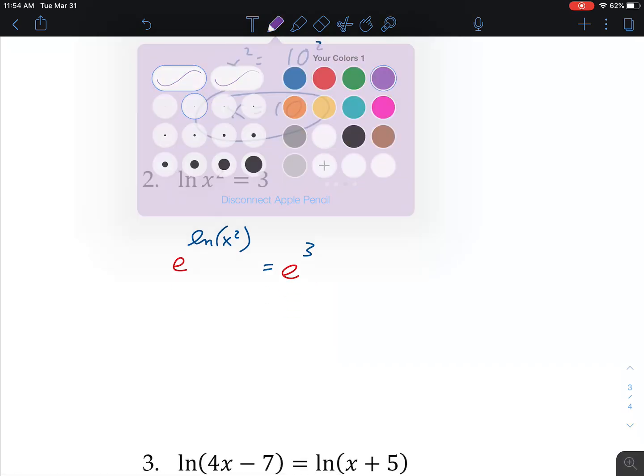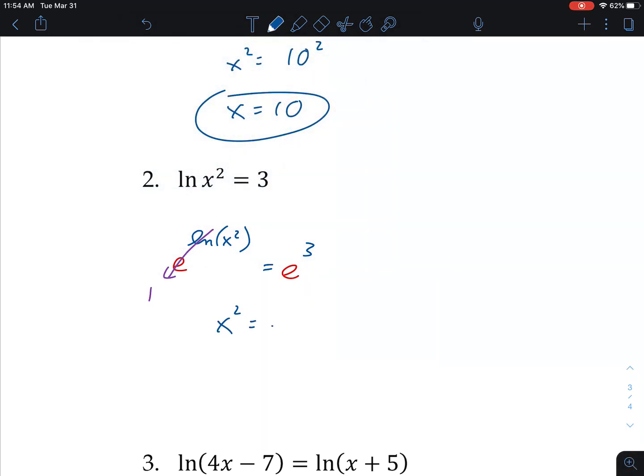When I do that, this is able to cancel and turn into 1. So I get x squared is equal to e to the third. How do I solve from here? Square root both sides, square root of e to the third, or you can say e to the 3 over 2. They're the same thing.